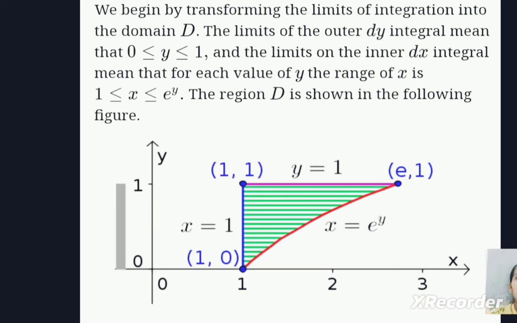We begin by transforming the limits of integration into the domain D. The limits of the outer dy integral mean that 0 is less than or equal to y and y is less than or equal to 1. And the limits on the inner dx integral mean that for each value of y, the range of x is 1 is less than or equal to x and x is less than or equal to e to the power y. The region D is shown in the following figure.